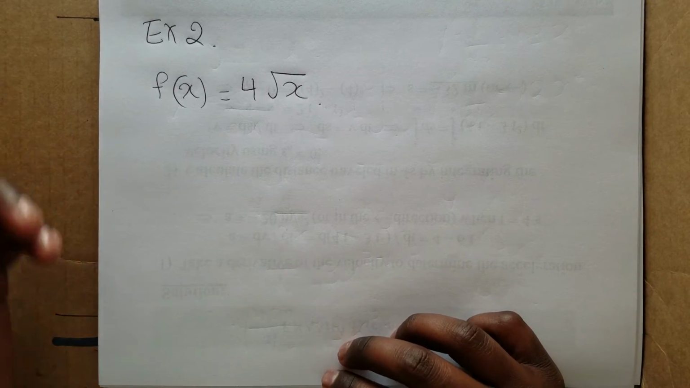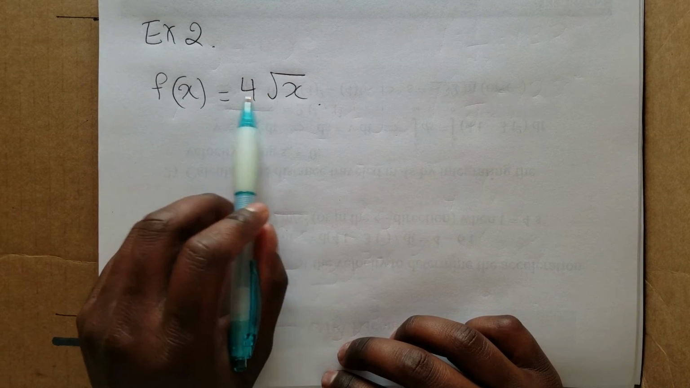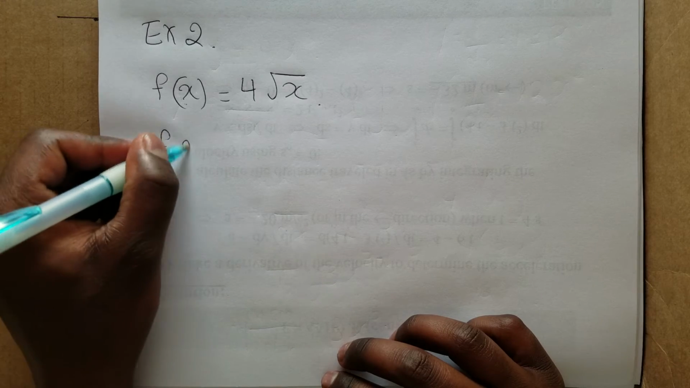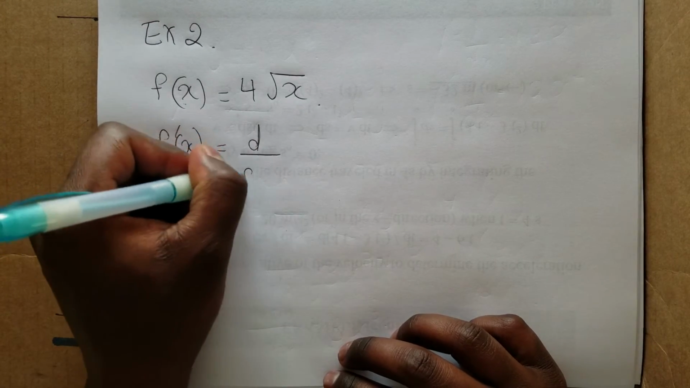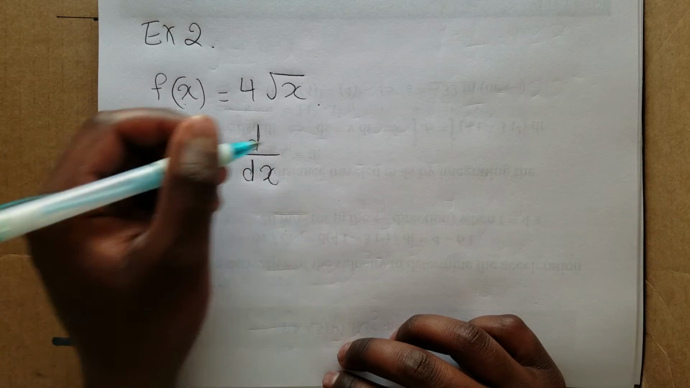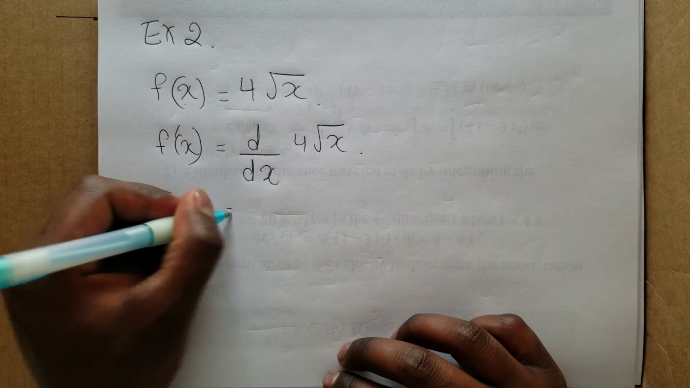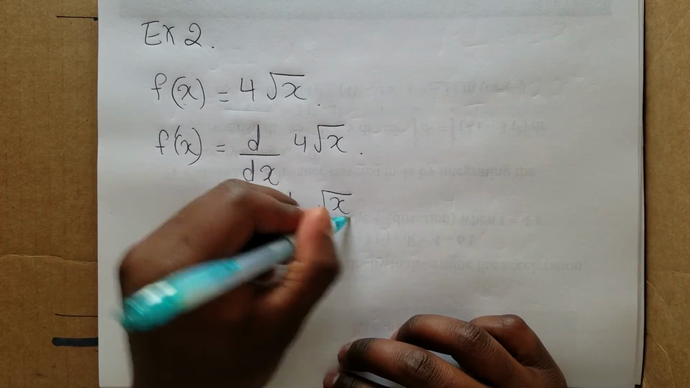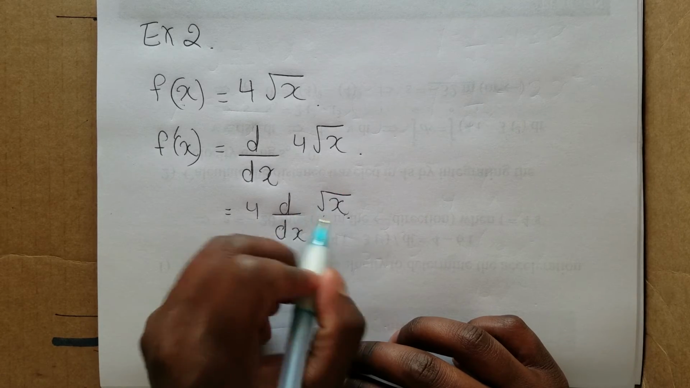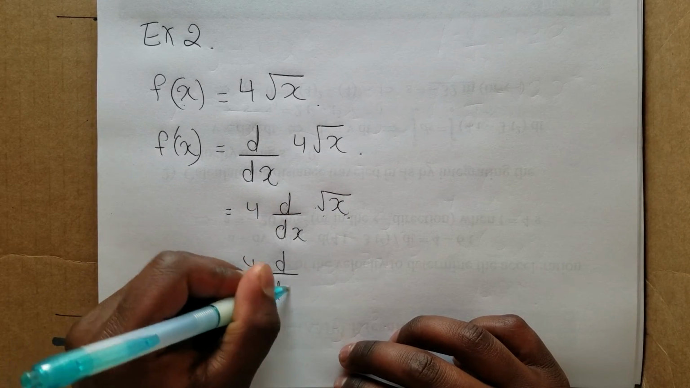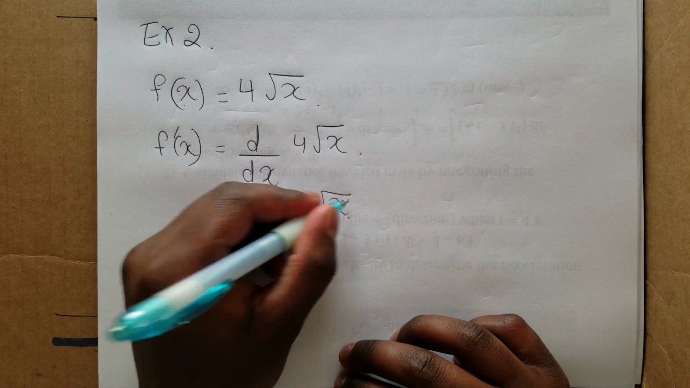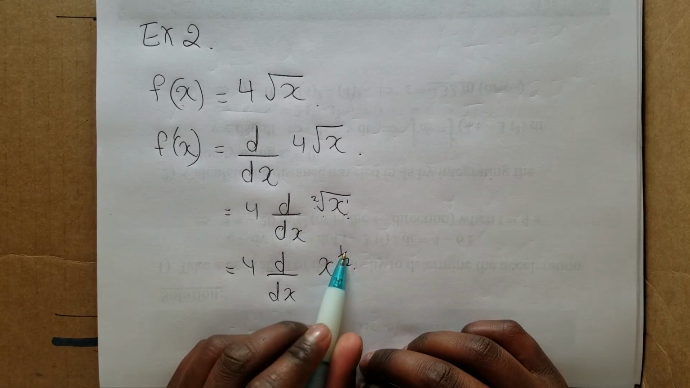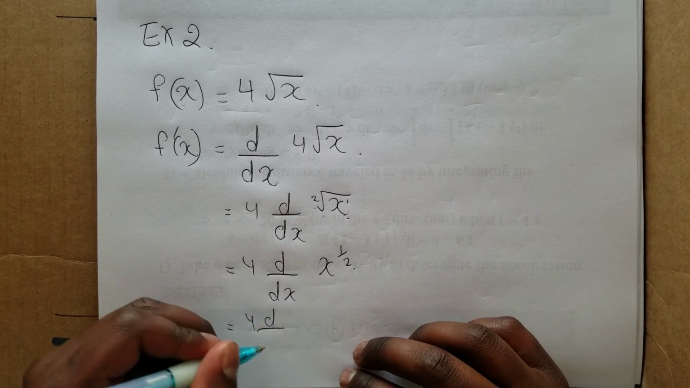Example 2. You have the function 4 square root of x. You want to find the differential of that, f prime of x. So f prime of x is equal to the differential with respect to x of 4 square root of x. You can take the 4 out to get 4. Now you want to find this. This is not in standard form, so to write this in standard form, the square root of x is the same as saying x to the 1 over 2. So now it's in standard form. Now you have the x component. So you get 4 d over dx.